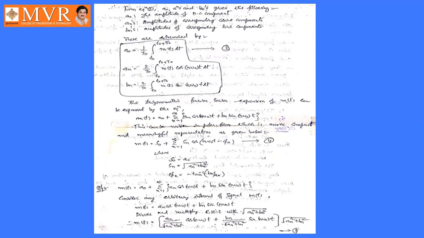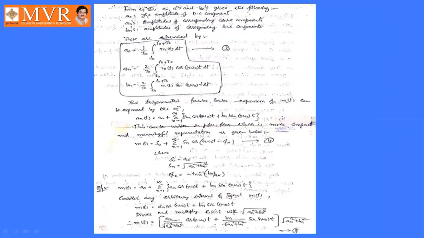For the trigonometric form of Fourier series, we will find all these parameters S naught, Sn, and phi n for all problems, and this is the proof. Here an arbitrary signal m of t is taken as m of t equal to an cos n omega naught t plus bn sin n omega naught t. Now divide the right-hand side by the square root of an square plus bn square.